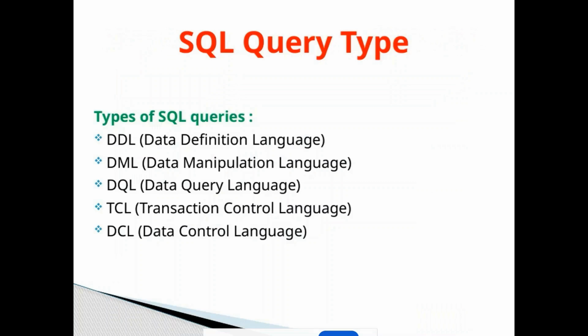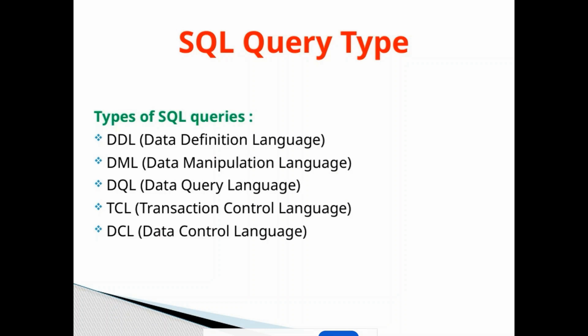Now, let's take a closer look at the different types of SQL queries, which are essential to understanding how we interact with databases. First up is DDL, or Data Definition Language. This category includes commands like create, alter, and drop, which are used to define and manage the structure of database objects such as tables and indexes. Next, we have DML, or Data Manipulation Language, which includes commands like insert, update, and delete. These are the tools we use to actually manipulate the data stored within those structures.